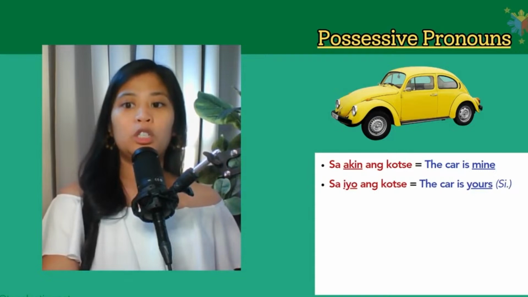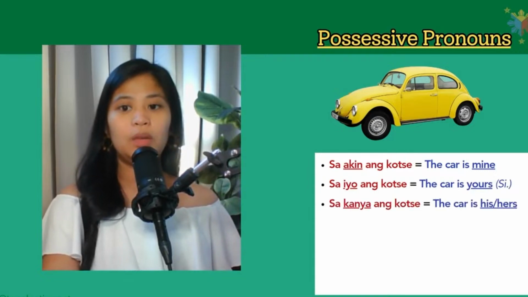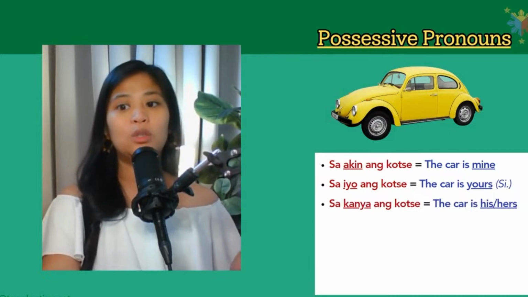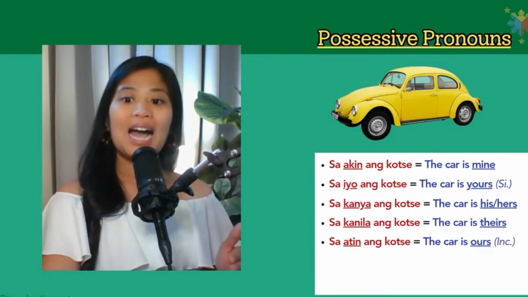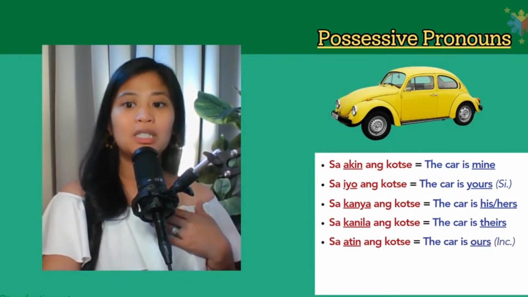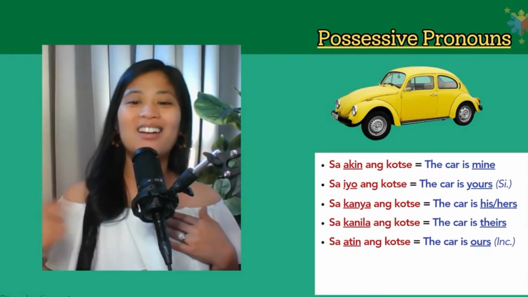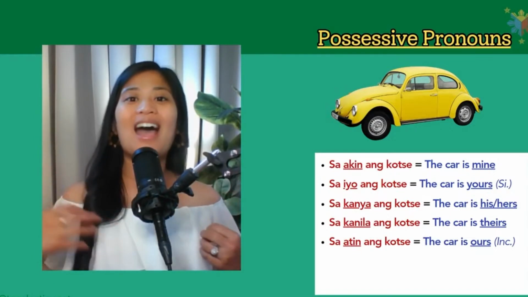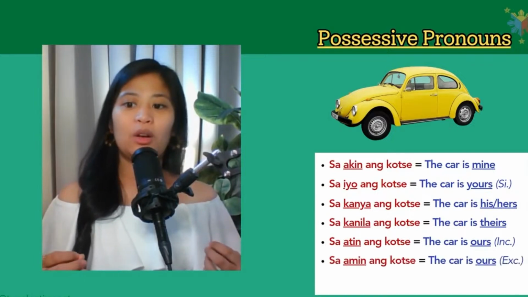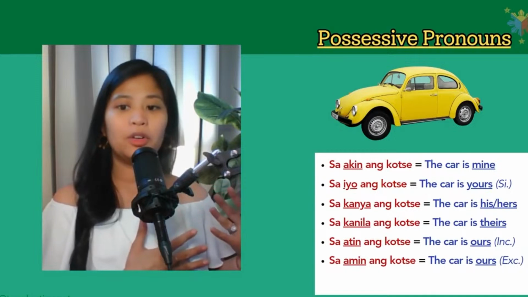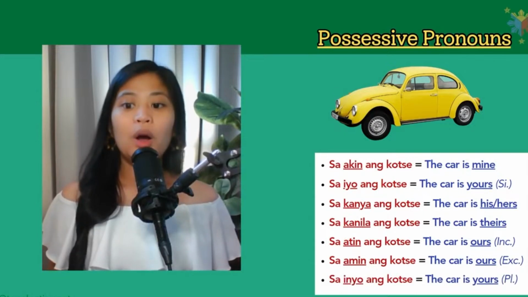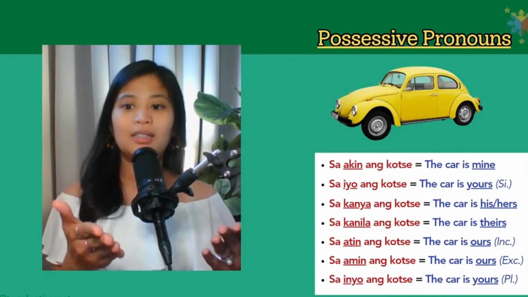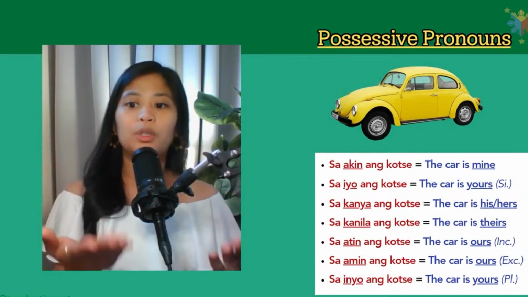Sa iyo ang coche, the car is yours, singular. Sa kanya ang coche, the car is his or hers. And that's gender neutral, kanya. Sa kanila ang coche, the car is theirs. Sa atin ang coche, the car is ours, inclusive. Maybe we are all sharing a car. Sa amin ang coche, the car is ours, exclusive. So me and my husband Chris, the car is ours. Mine and his. Sa inyo ang coche, the car is yours. So maybe you all as a class, you are sharing a car. The car is yours, you plural.